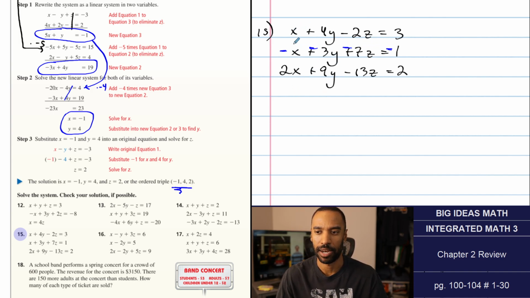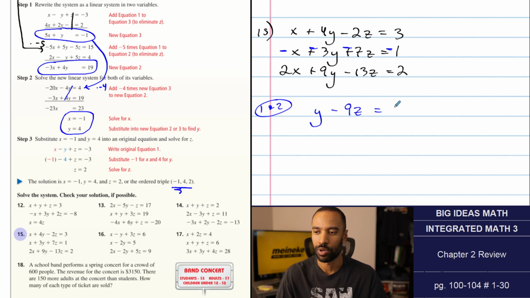Because what I'm going to do is eliminate the x's with the top equation and middle equation. So with equations 1 and 2, I'll get x minus x, which is 0, 4y minus 3y, which is 1y, negative 2z minus 7z, which is negative 9z, and 3 minus 1, which is 2.